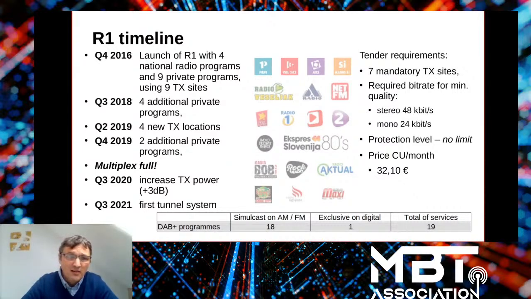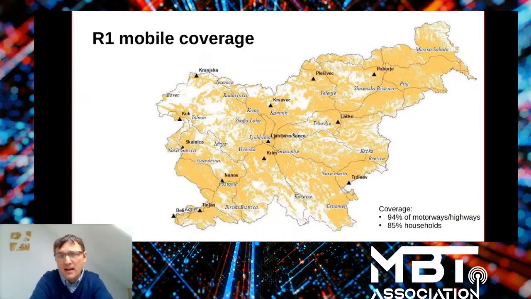So happily, in 3 months we will have the first tunnel in operation in Slovenia, and from that on we will increase also other tunnels. So the coverage for mobile is this. We have here 85% of households, and it's very important to say that because we focused from the beginning on motorways and highways, as we know, DAB is focused on mobile. So therefore we have 94% of motorways and highways covered.